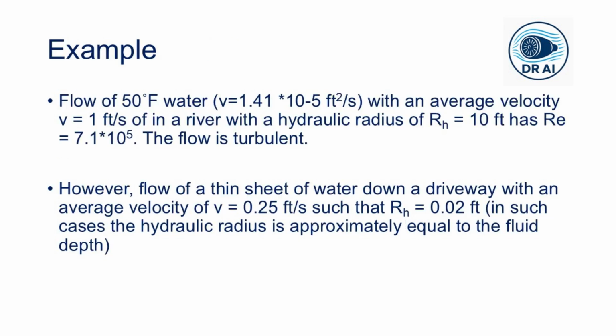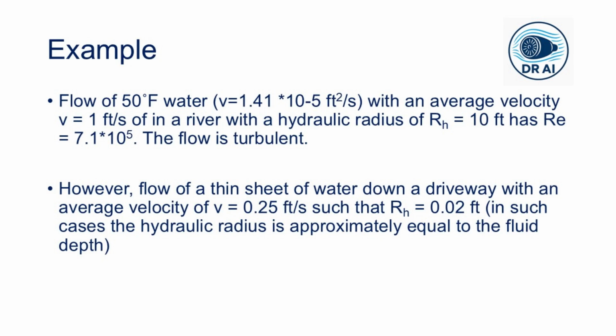Let us do a quick example from the text. Imagine a large river like the Mississippi. It might have a velocity of 10 feet per second and a hydraulic radius of 10 feet. Plugging in the numbers gives a Reynolds number of about 710,000. It's highly turbulent.